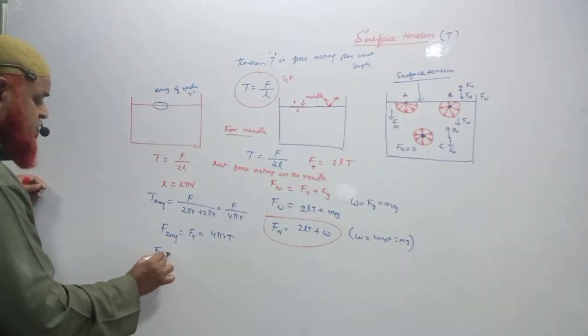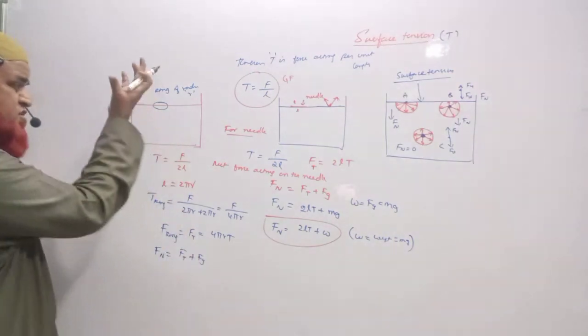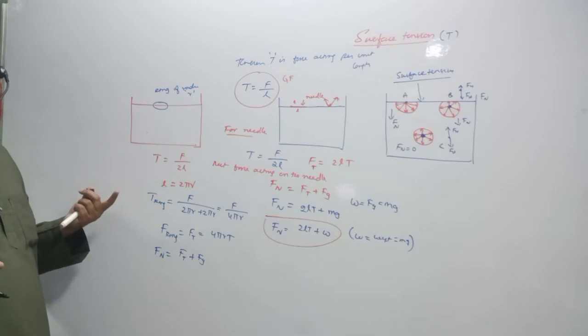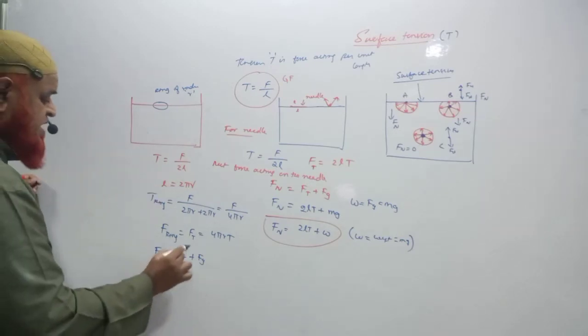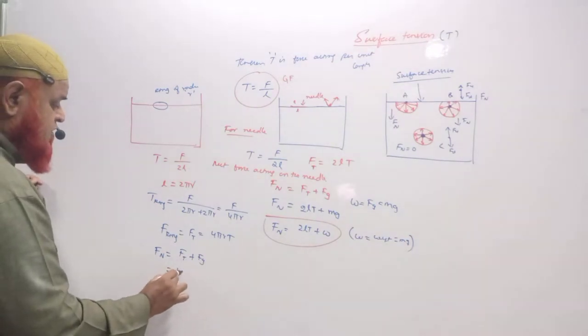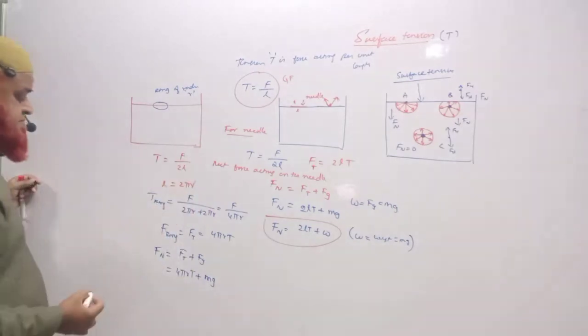Then what is the net force acting on the ring? Net force is force due to tension plus force due to gravity, which is also acting. Both are acting. Force due to tension plus force due to gravity. Therefore, that is going to be 4 pi rT plus mg.